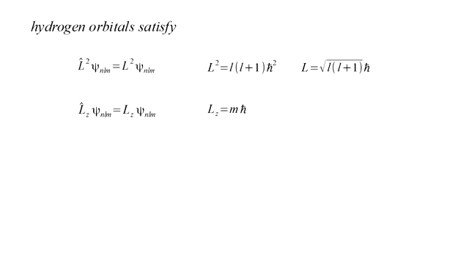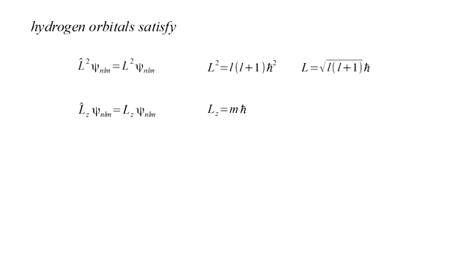The hydrogen orbitals are states of definite angular momentum magnitude. L hat squared operating on an orbital wave function produces a number L squared times the wave function, where L squared equals quantum number lowercase l times l plus 1 times h bar squared. Taking the square root, we find that the magnitude of angular momentum is the square root of l times l plus 1 times h bar. The orbitals are also states of definite z component of angular momentum. L hat z operating on an orbital wave function produces a number Lz times the wave function, where Lz equals the quantum number m times h bar.